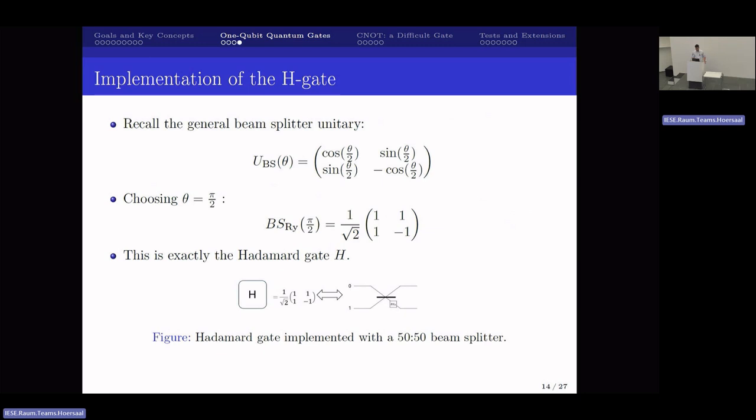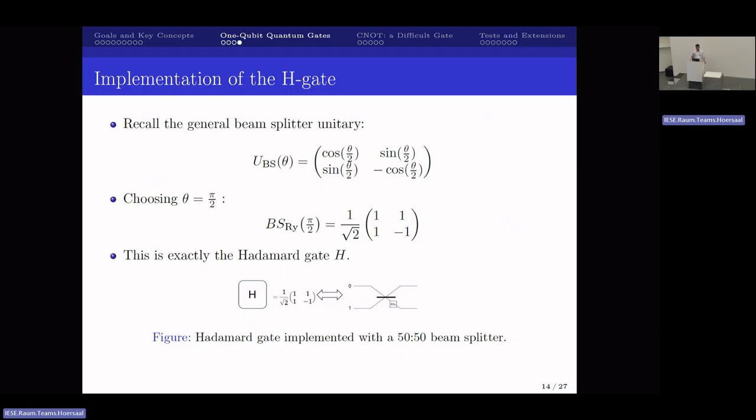The last simple one qubit gate I want to introduce you to is the H gate. And once again, it will be simple to implement. You start from a beam splitter and its general formulation, and choosing a parameter on which you can act instantly gives the matrix. And in this encoding, you have a one-to-one correspondence between the beam splitter's matrix and the Hadamard matrix.